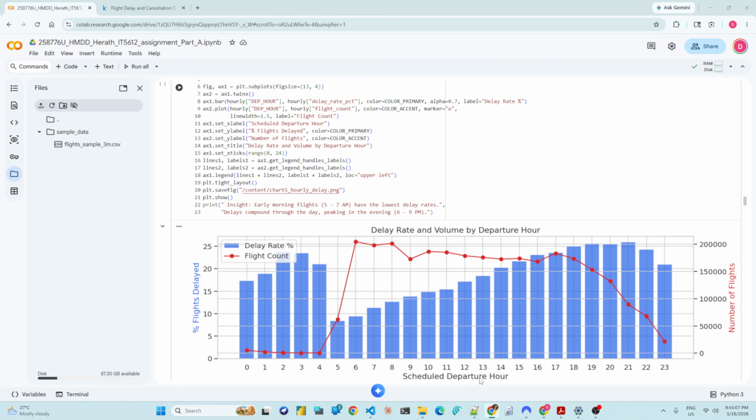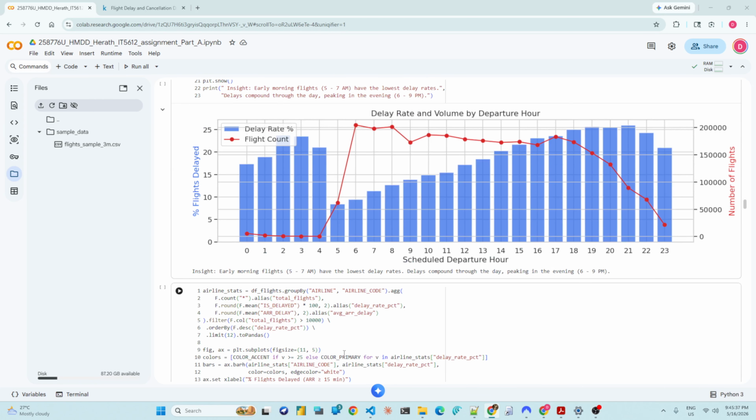And the next one, this dual axis chart shows both the delay rate and the total flight count for each scheduled departure hour. Bars represent the delay percentage in blue, and the red line shows flight volume. Early morning flights between 5 and 7 have the lowest delay rates, and delays compound through the day as aircraft, crew, gate, and resource backlogs accumulate, peaking in the evening between 6 and 9.